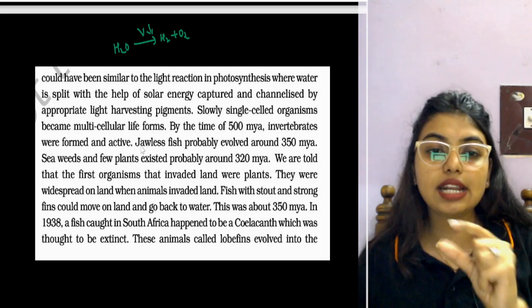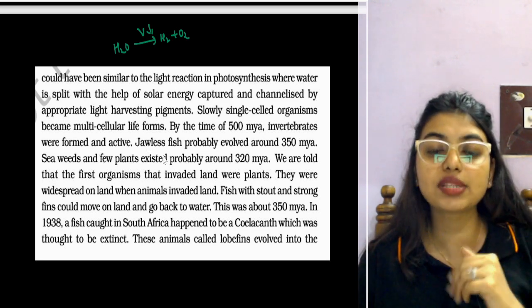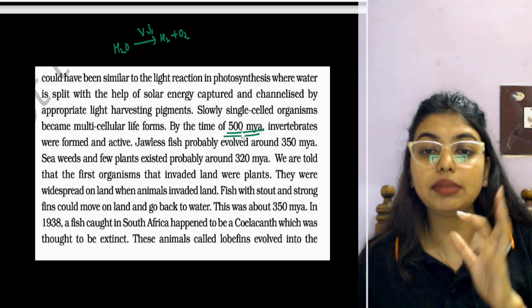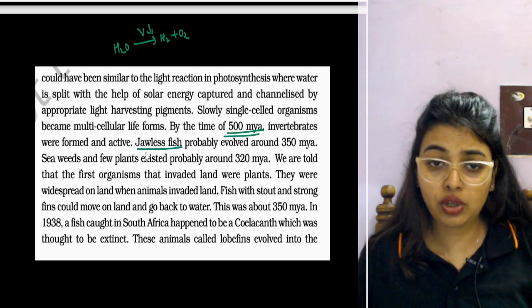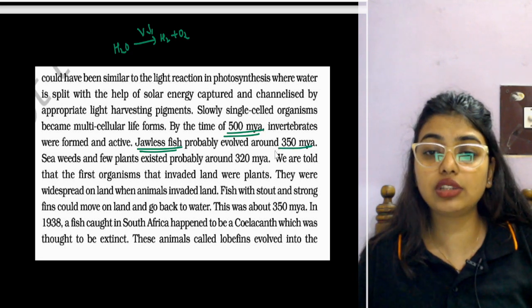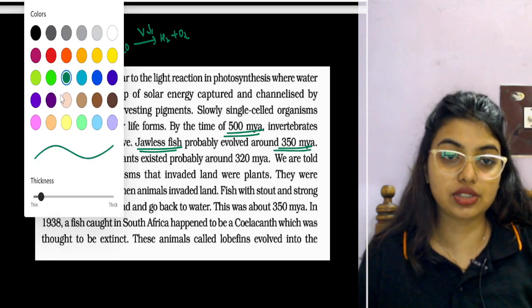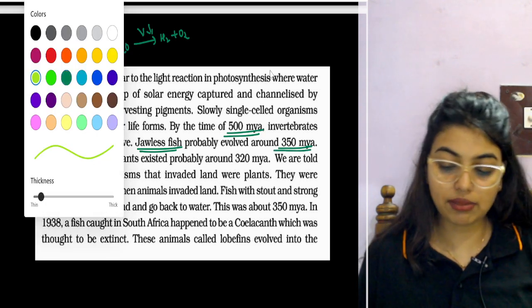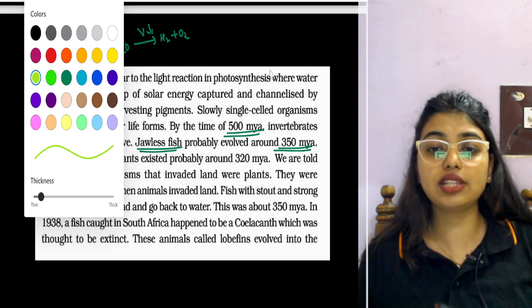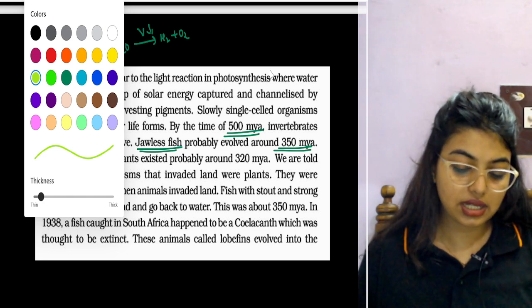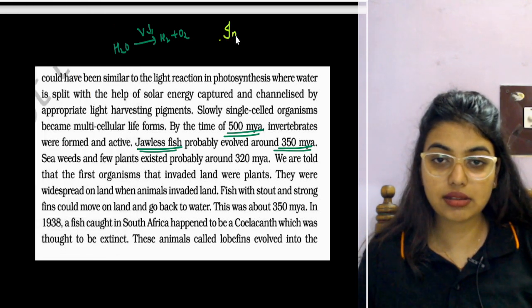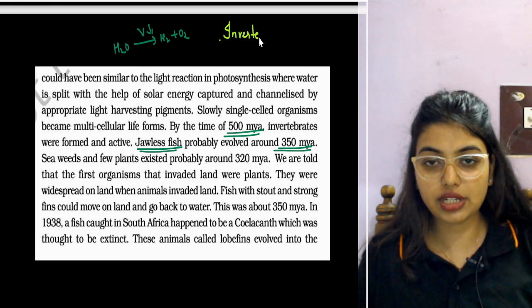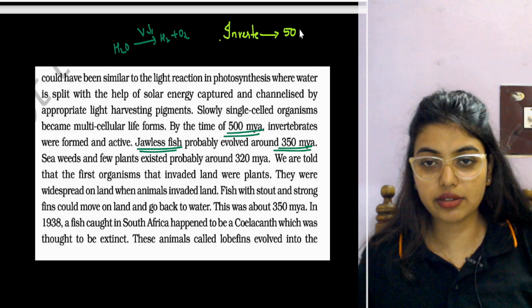Slowly, single-celled organisms became multicellular forms. By the time 500 million years ago, invertebrates were formed and they were active. Jawless fishes probably evolved around 350 million years ago. So some dates that you have to remember. I have written it here in cap actually. Invertebrates, 500 million years ago.